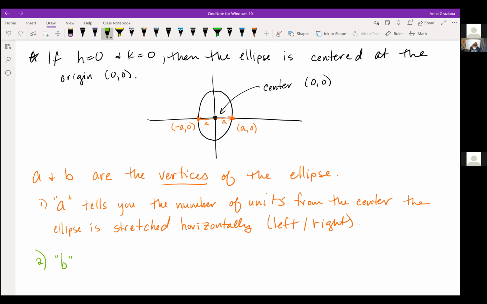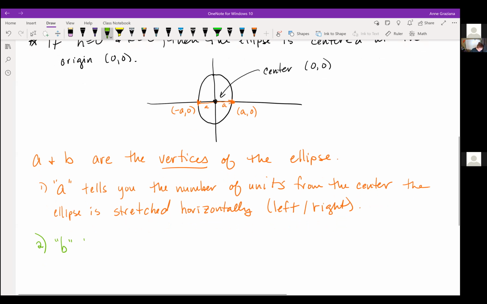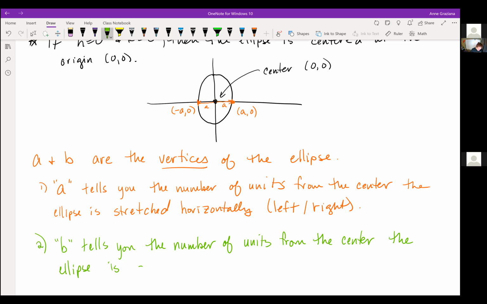Okay. All right. So b is similar. b tells you the number of units from the center the ellipse is stretched vertically. So up, down.